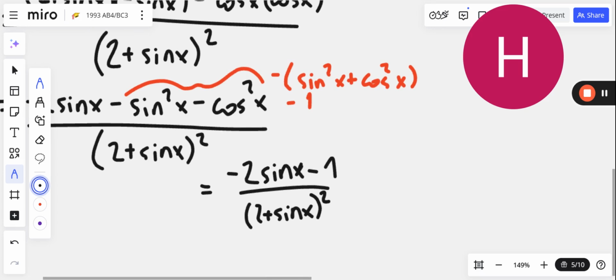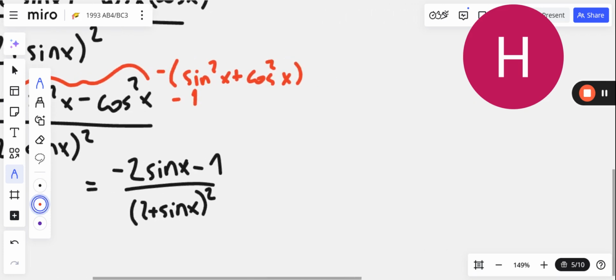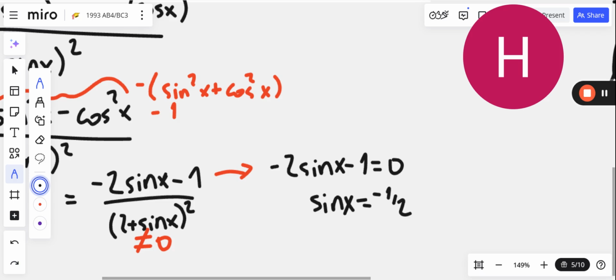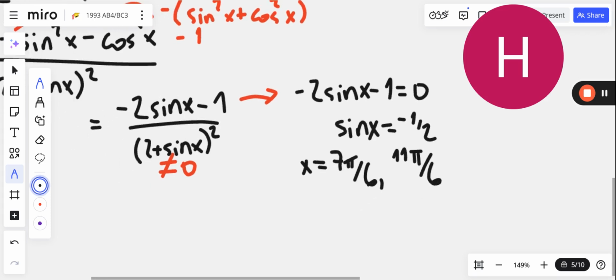We can analyze this. When does this equal 0 or undefined? The bottom is never going to equal 0 again, so the second derivative will always be defined. And let's see when this top part equals 0. If that's the case, then sine of x equals negative 1/2. That's going to happen at x equals 7 pi over 6 and 11 pi over 6. Those are both in the interval from pi to 2 pi.